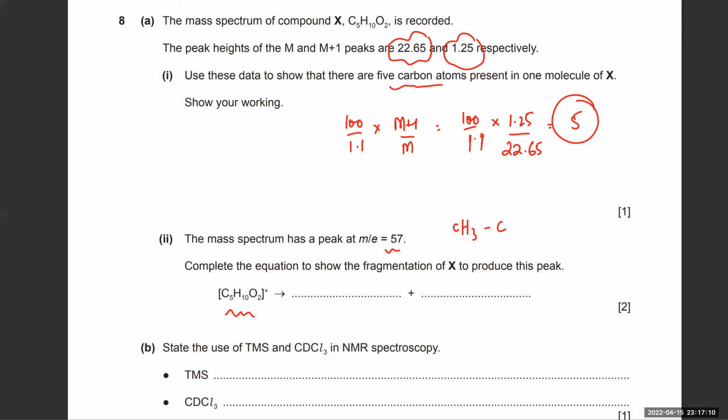Sir, I need two molecules to make 57. No, the mass spectrum has a peak. Not two molecules.